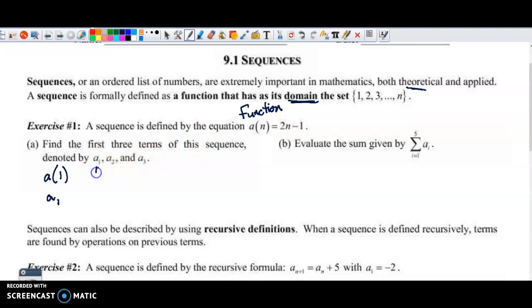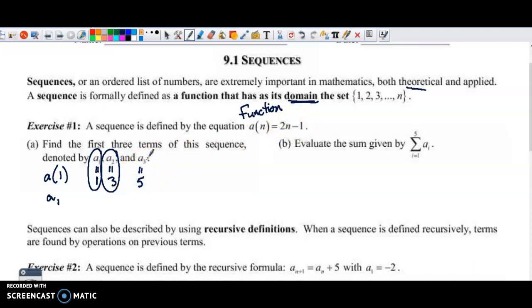I'm just going to write equals here to keep it short and sweet. If you plugged in 1 for n, 2 times 1 is 2, minus 1 would be 1. So that's your first term in this sequence. The second term is plugging 2 in for n. Well, 2 times 2 is 4, minus 1 is 3. And then the third term, 2 times 3 is 6, minus 1 is 5.